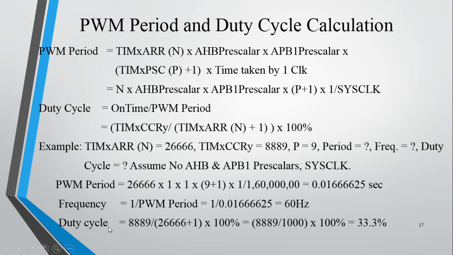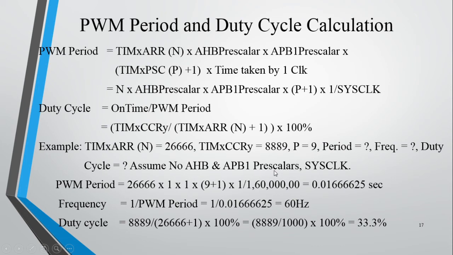Then how will you calculate the duty cycle? Substitute the values in this equation. CCRY is 8889, ARR is 2666 plus 1, into 100. When you substitute this, you will get the duty cycle as 33.3. So from this example, what did you understand? If you want to generate a PWM of 60 Hertz and a duty cycle of 33.3, we need to load the value 2666 into ARR, 8889 into CCRY, and PSC as 9, provided there are no prescalars.